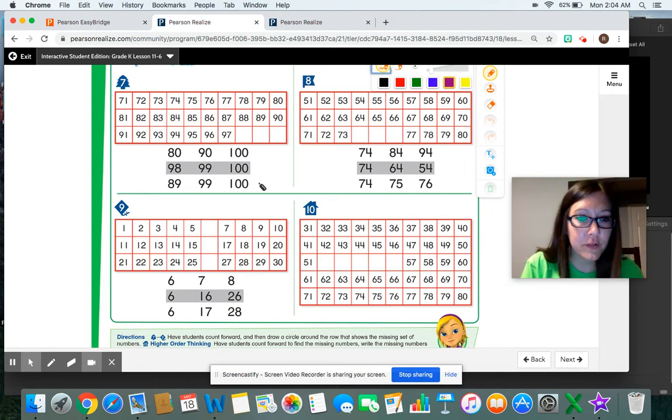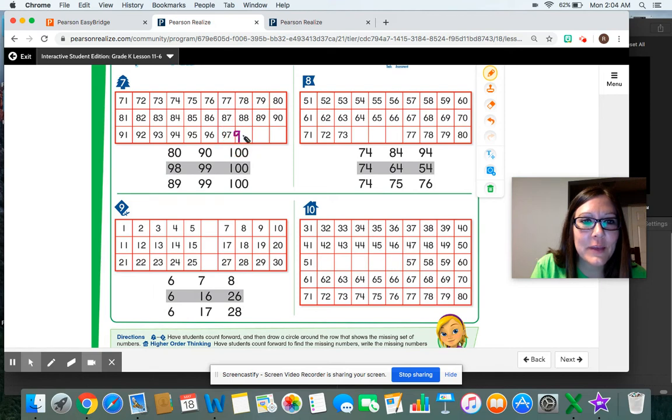All right, hopefully you are all done. I'm going to fill these in really quick so that you can check your work. 98, 99, 100. And hopefully you circled this group.